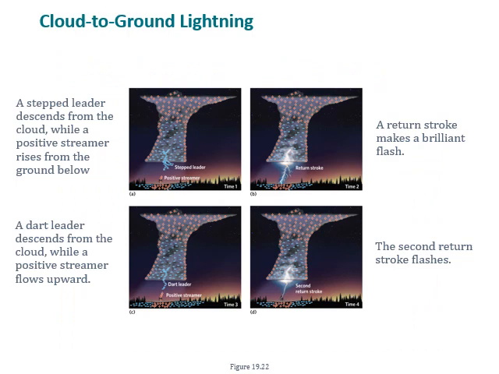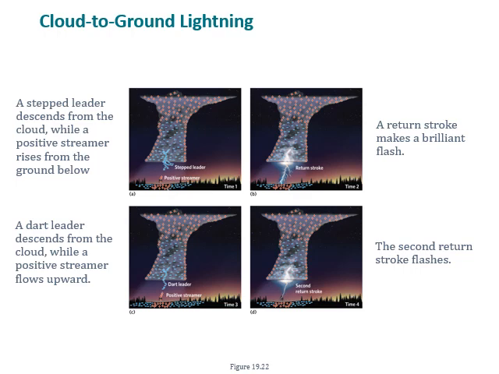The top 2 figures show something called a stepped leader that descends from the cloud while a positive streamer rises from the ground below. In this case, we have negative ions from the cloud reaching positive ions from the ground. When they connect, it creates a return stroke that makes the lightning flash. In this case, because it is stepped, we see a dendritic or fingering-like pattern of the lightning strike as a result of the strong distribution of negatively charged particles coming from the cloud.